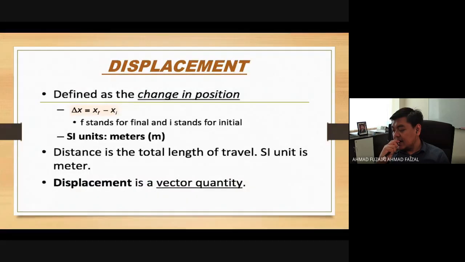A displacement is defined as the change in position between initial and final position. It is symbolized as delta x. To calculate the displacement, you may use the formula: displacement delta x equals final position xf minus initial position xi. The SI unit for displacement is meter. Displacement is an example of a vector quantity, but distance is the total length of travel of the object. It has the same SI unit as displacement, which is meter.